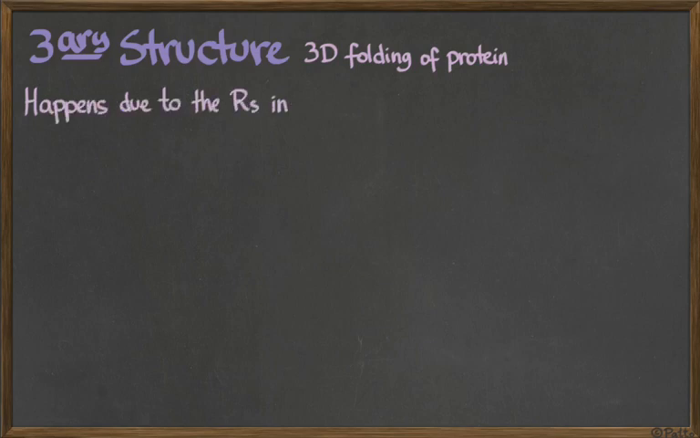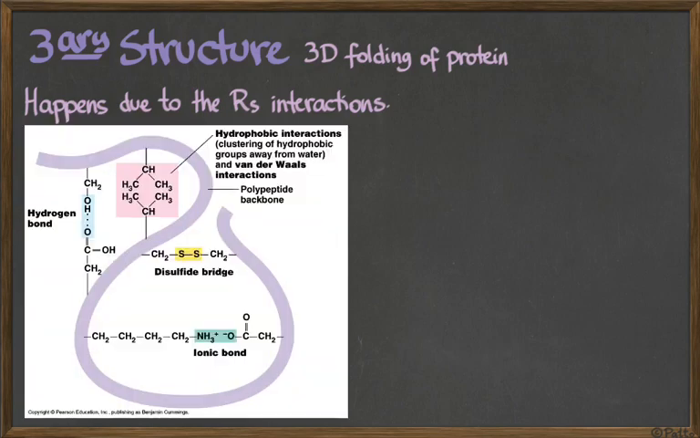So it happens because of the radicals. Now the radicals are going to be interacting with each other, and they are going to make the protein fold. This image here is going to illustrate the way that the radicals can make the protein fold over each other. Okay, there are 4 different types of bonds that can work in here.